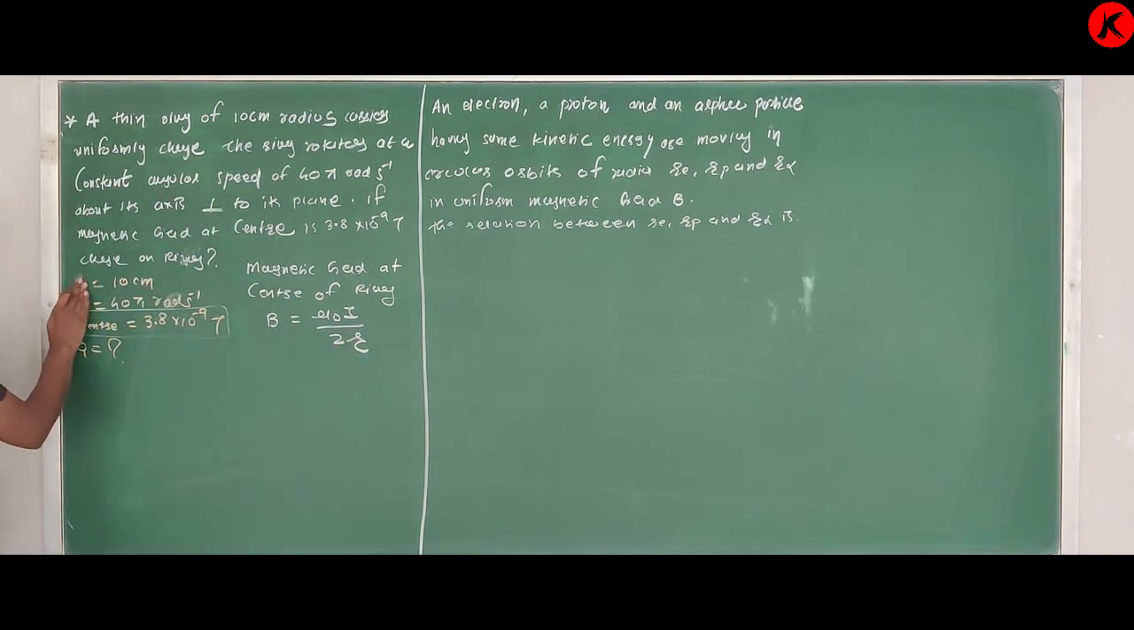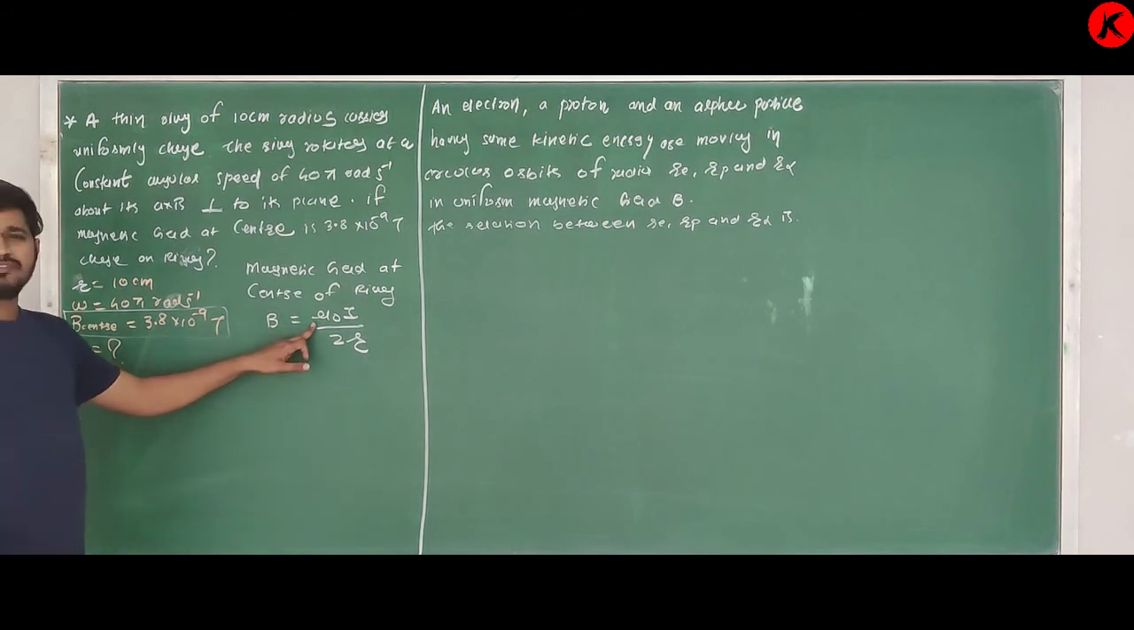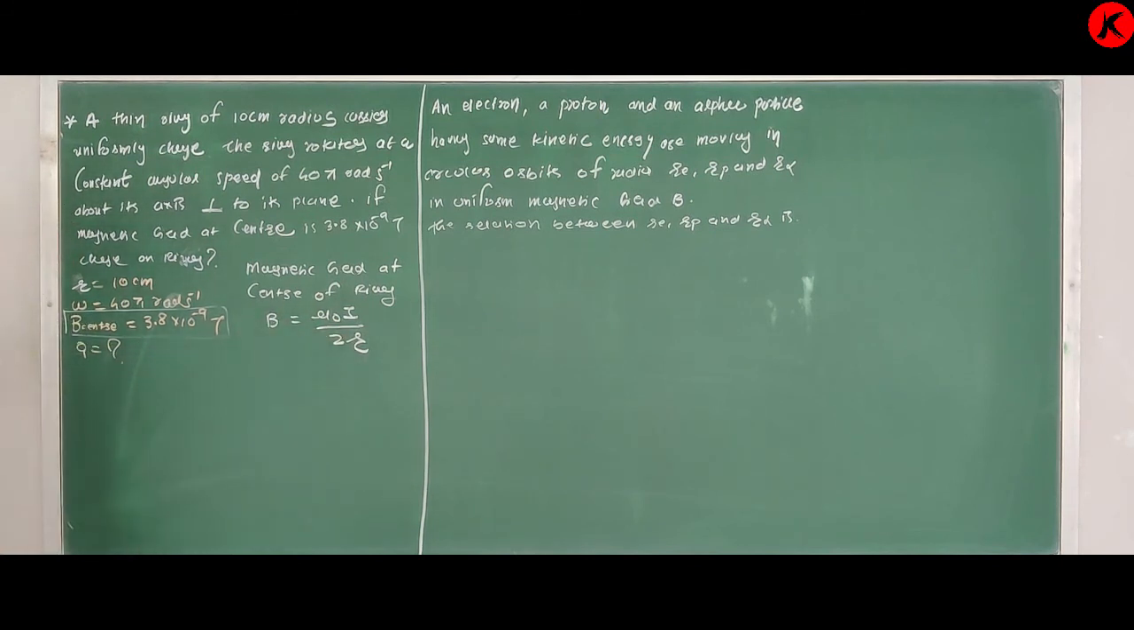The ring has radius r, so the field at the center is mu 0 I upon 2r. B is given, mu 0 is known, and r is given, but I is not given, and you have to find Q. So first of all, you have to find the relation between Q and I.